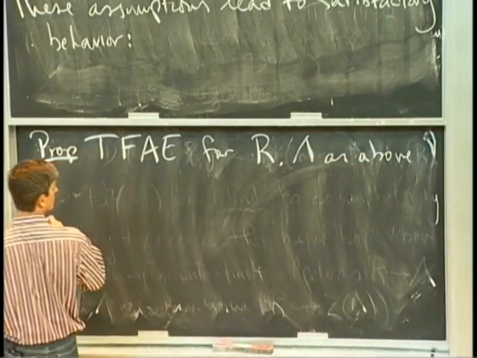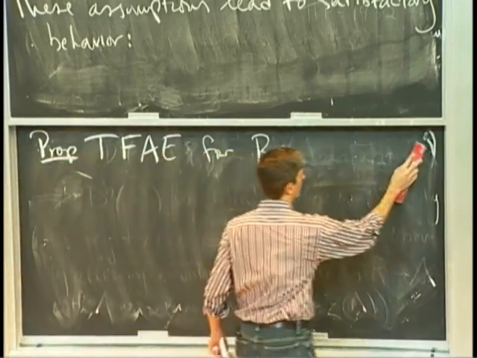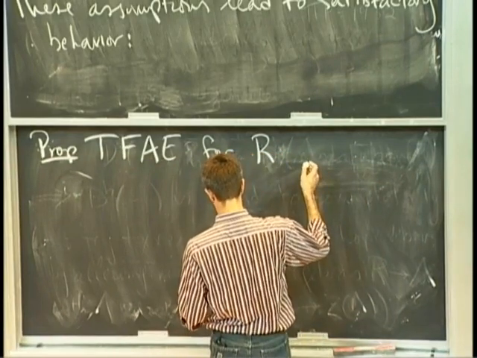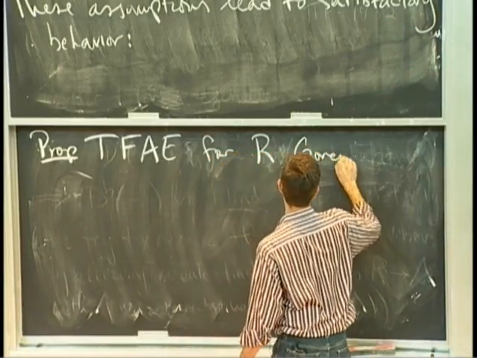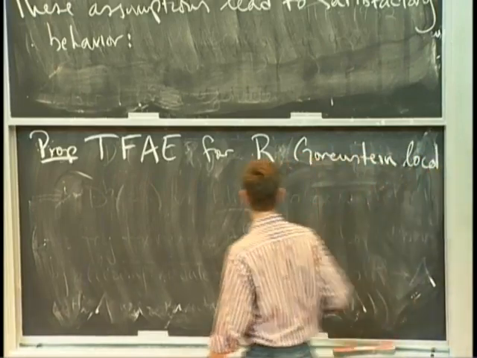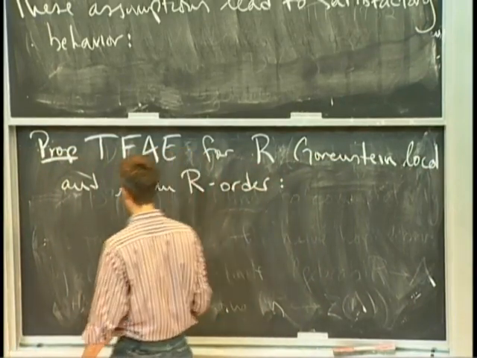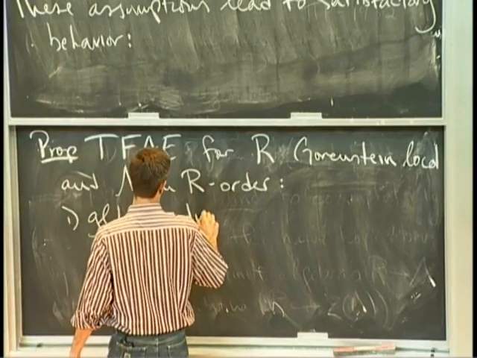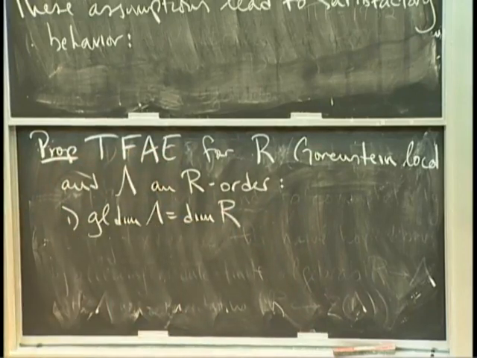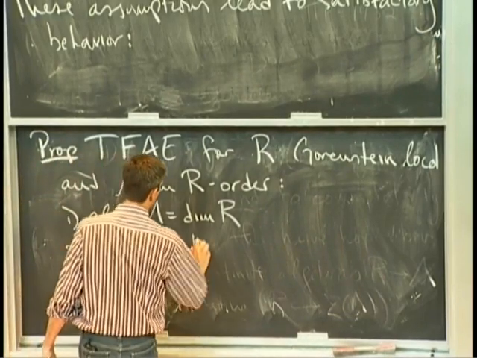Sorry, let me say this differently. The following are equivalent for R Cohen-Macaulay, local. No, R Gorenstein. And lambda an R-order. So first, that the global dimension of lambda is equal to the dimension of R. That's this non-singularity we talked about above. Second, that it's at most the Krull dimension of R.